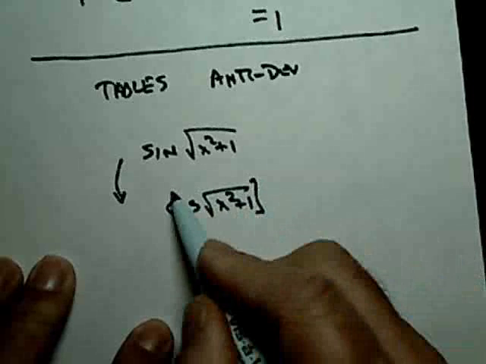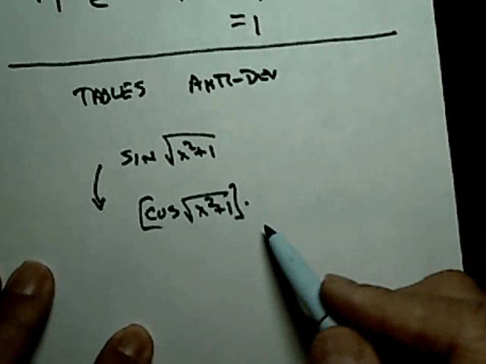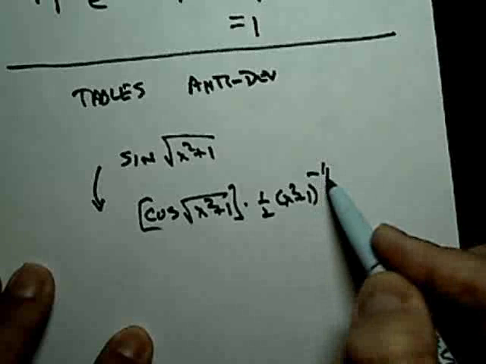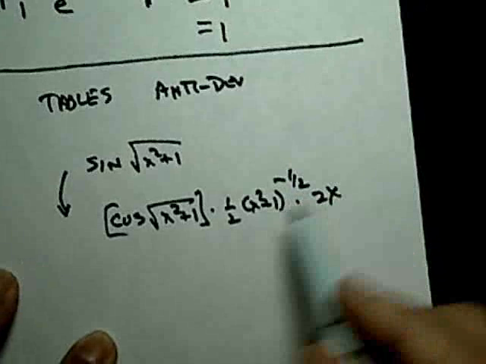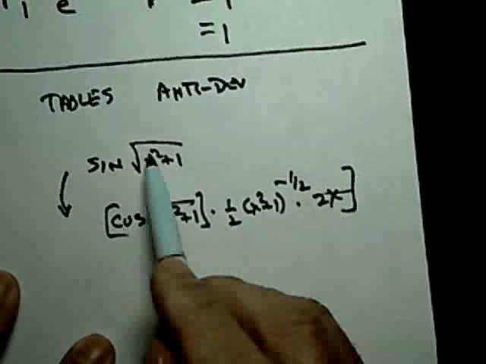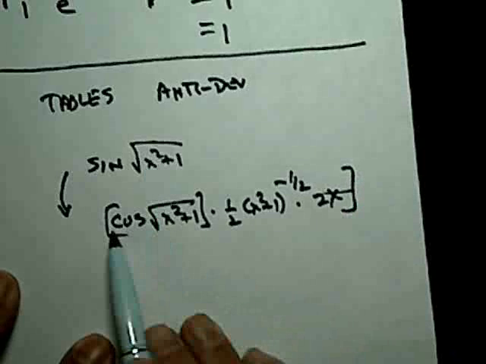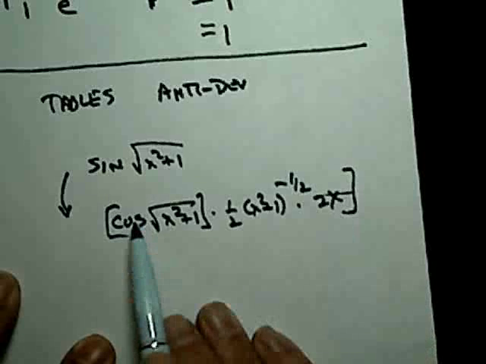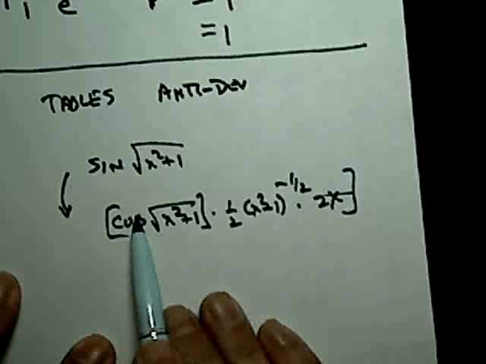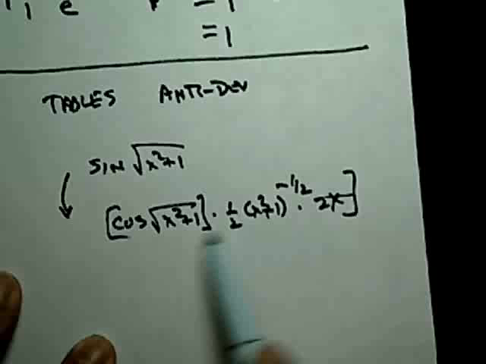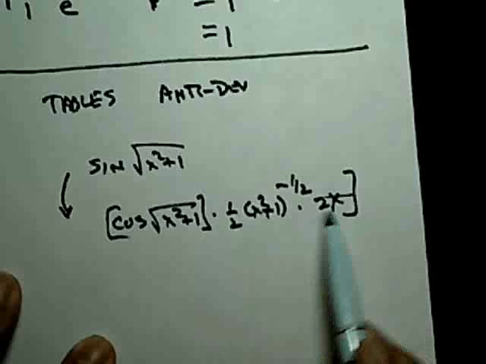You multiply that times 1/2 of x squared plus 1 to the minus 1/2. You multiply that times 2x, and that whole thing is the derivative of that. So if you ran across this somewhere, you'd know the antiderivative. By the way, I used something called the chain rule to do this, and it's very easy to learn, and very easy to teach students to do that. The problem is going the other direction.